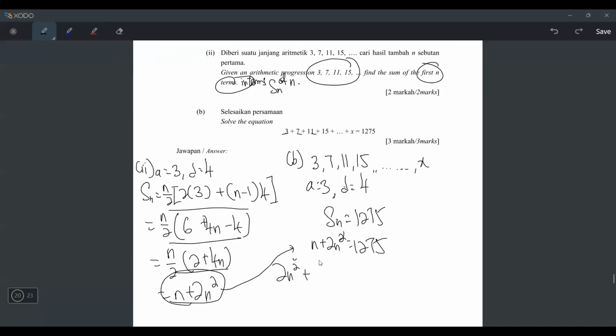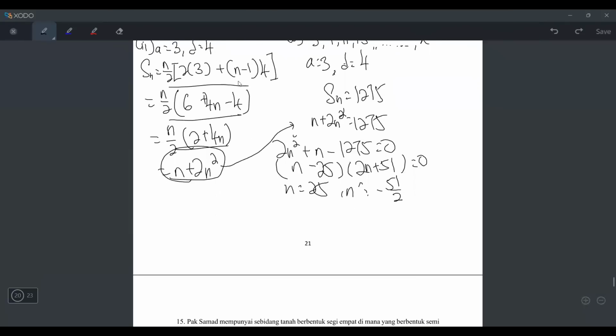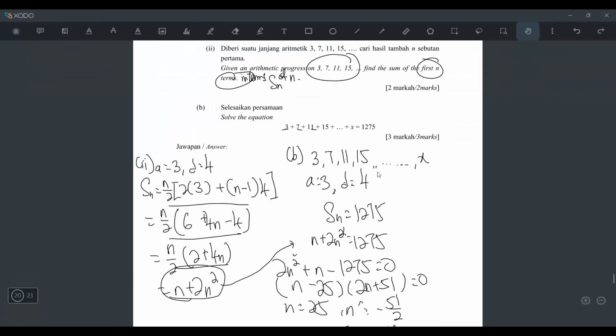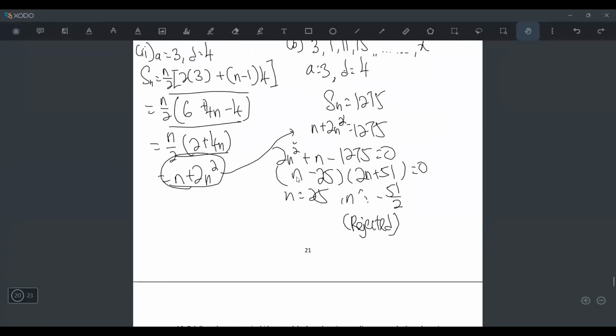So let's susun everything to one side equals 0. 2n squared plus n minus 1275 equals 0, and then bracket, and then n equals something, and then press calculator. So mod degree 2, A is 2, B is 1, C is negative 1275. The answer is 25 and negative 51 over 2. So definitely I have to tukar tanda. If this one positive, I have to write minus negative. This one negative, I have to write positive 51. The 2 letak depan. And I have to reject the negative one lah, because n cannot be negative. Remember, n cannot be a fraction, cannot be a decimal, cannot be negative. So the n is 25.